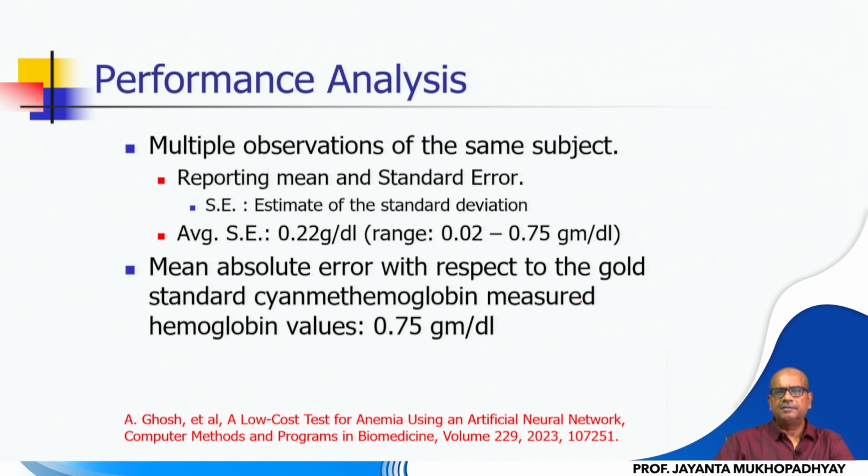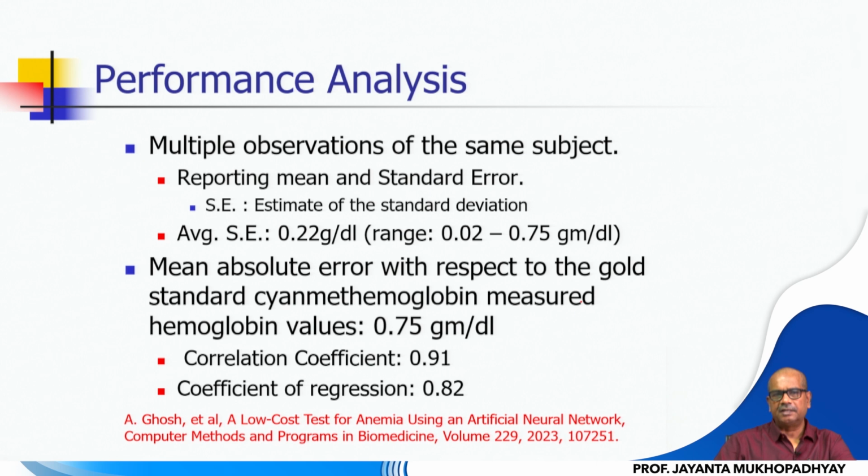And the mean absolute error with respect to the gold standard cyanmethemoglobin method, that is the laboratory method, we found to be 0.75 gram per deciliter in our experimentation. We have a high correlation coefficient with those values, like 0.91, and also the coefficient of regression, because it's a regression problem.